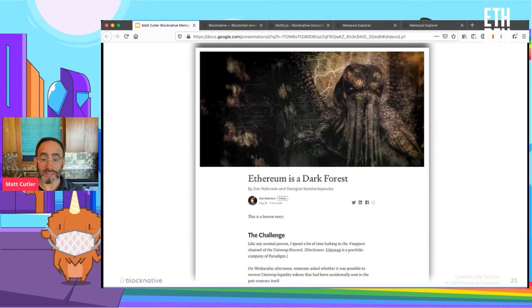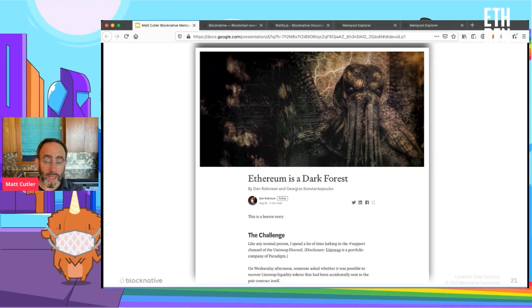And so this is, of course, this notion of Ethereum as a dark forest. This is the blog post that coined it all, by Dan Robinson and Georgios. I totally recommend reading this if you haven't. It's a fascinating read. And this meme of Ethereum as a dark forest with apex predators occupying it has now carried through, and there are many, many blog posts out there.